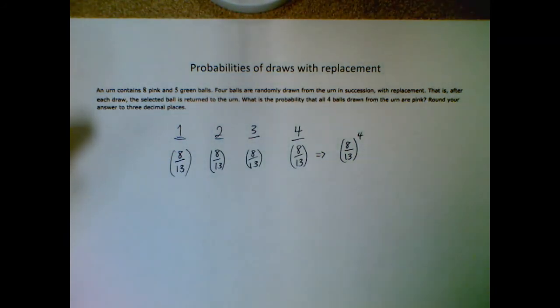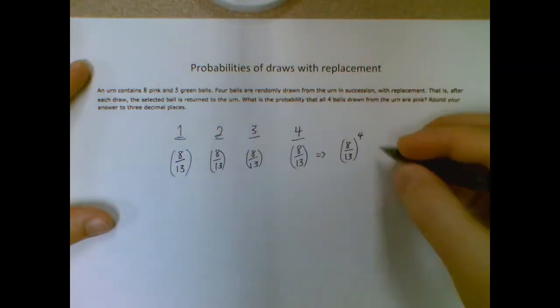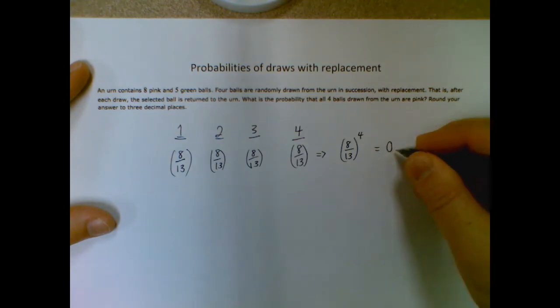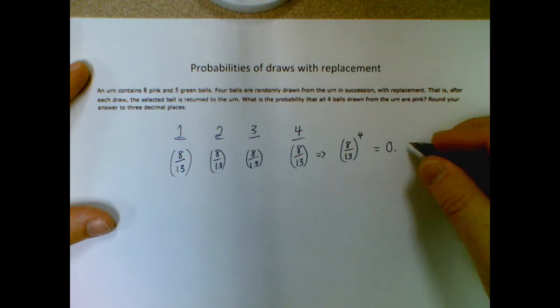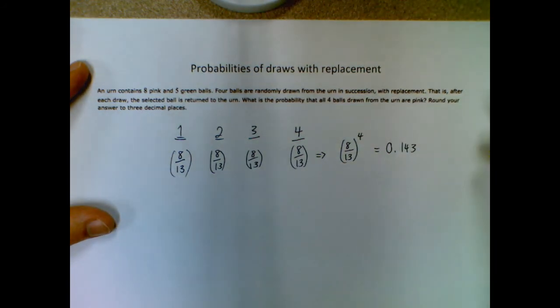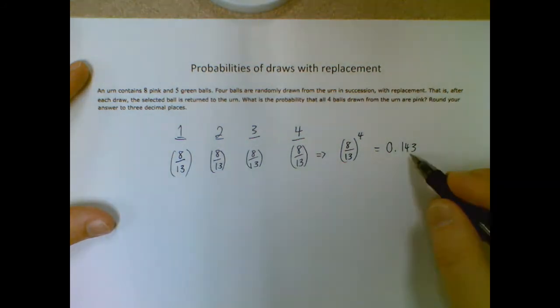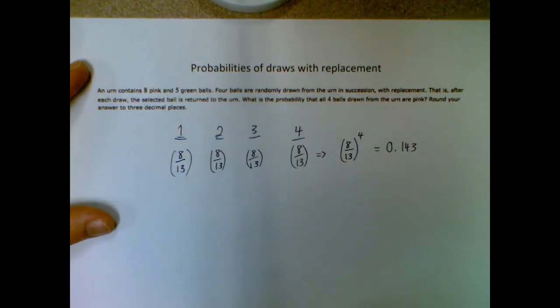We can just jump over to our calculator and figure out what that turns into. 8 divided by 13 raised to the 4th power, and we get 0.143, since it said 3 decimal places. So there is about a 14.3% chance that all the balls we would draw would be pink.